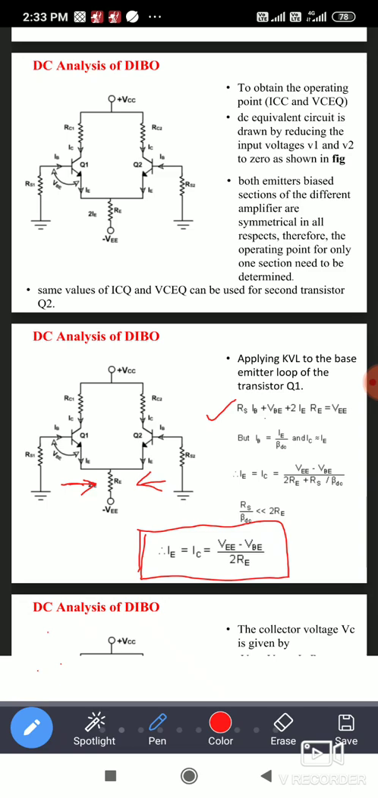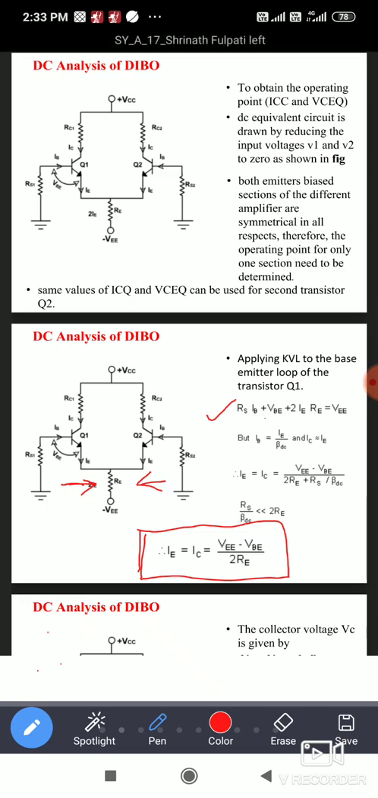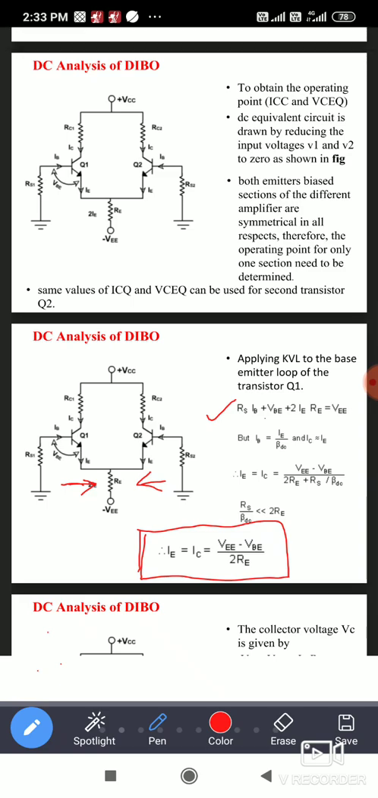So wherever the emitter current is there, you can convert it into collector current. So finally you can get the expression of this collector current, IE is equal to IC. Okay, so how to get this expression we can discuss now. Just wait. How to get this expression I will show that in detail. Is it visible?